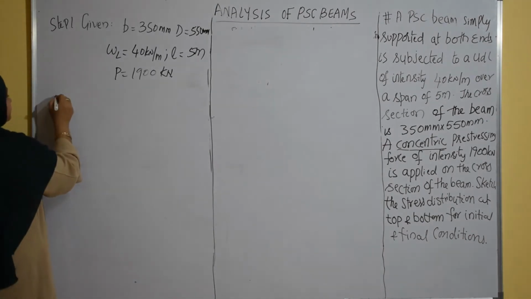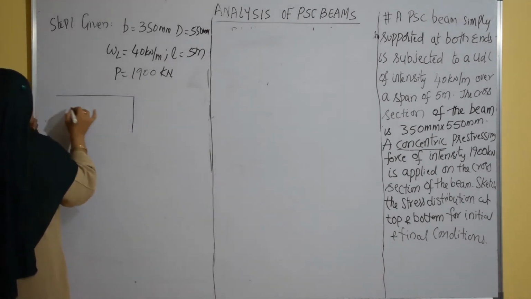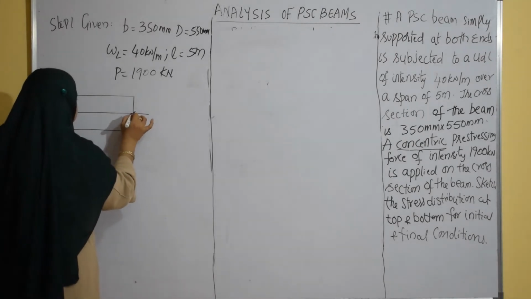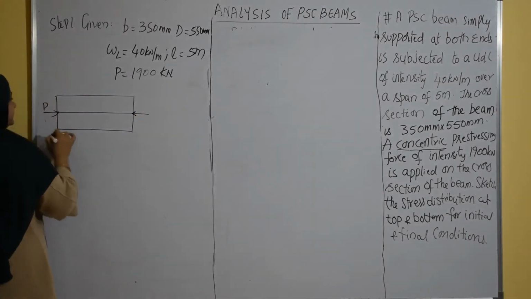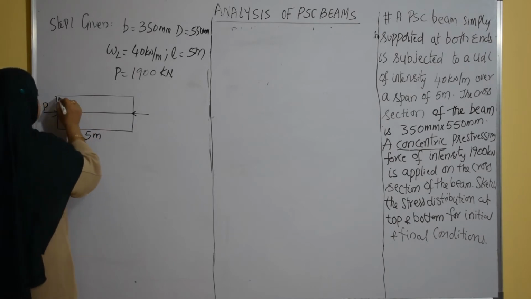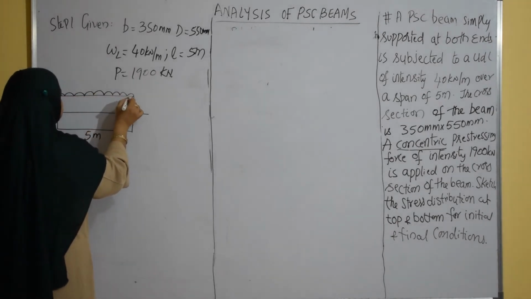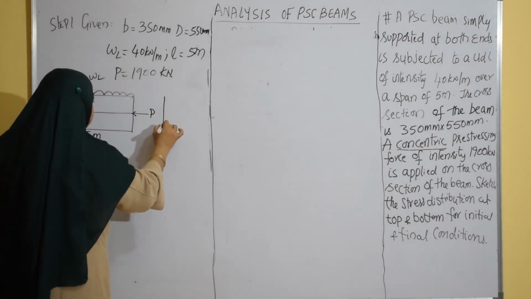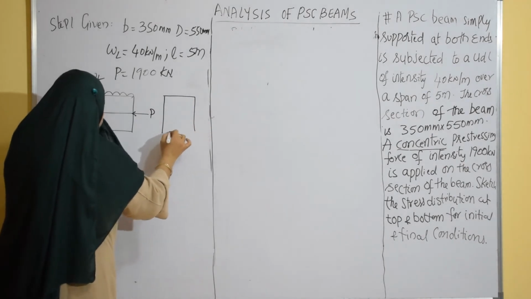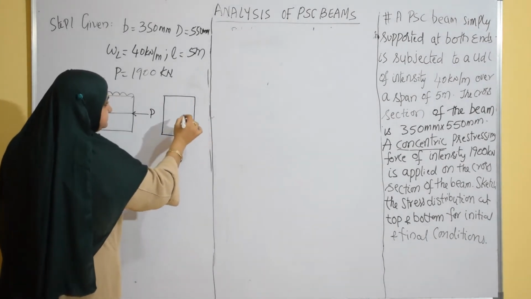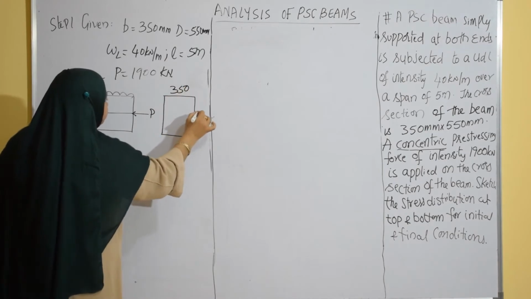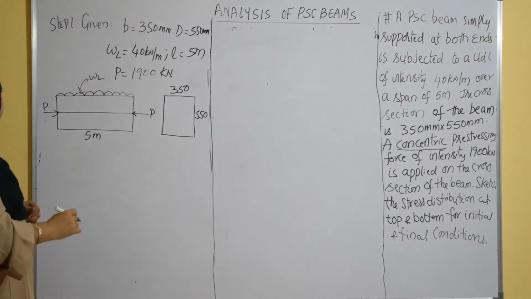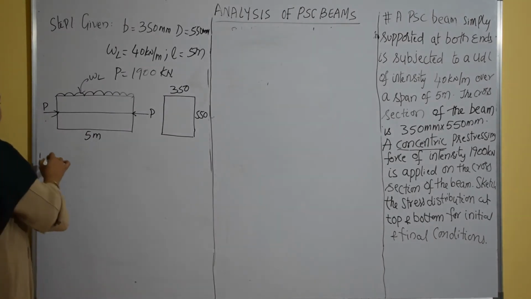So first I will draw. This is your cable and this is the pre-stressing force P. It's 5 meters, subjected to a UDL of live load. Now if you draw a section of 350 mm by 550 mm, fine.